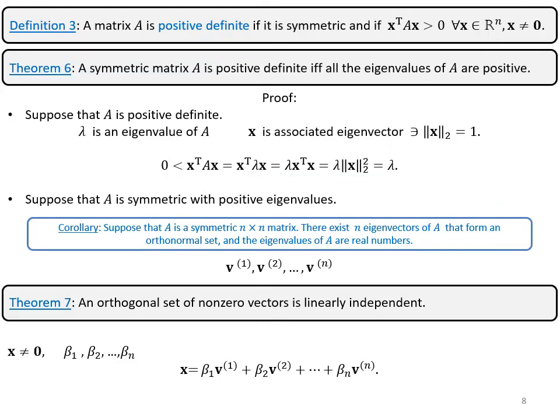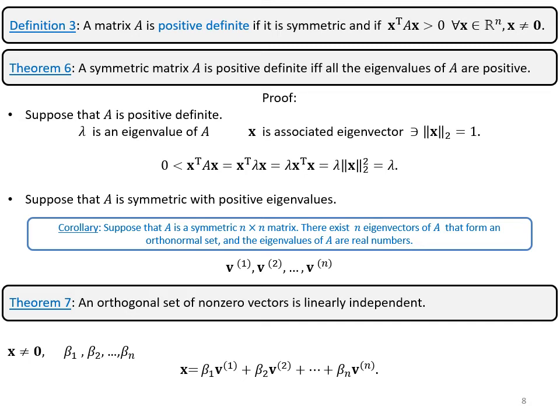The next definition reminds us what a positive definite matrix is. A matrix A is positive definite if it's symmetric and if the product of the transposed vector x, matrix A, and the original vector x is positive for every n-dimensional non-zero vector x.